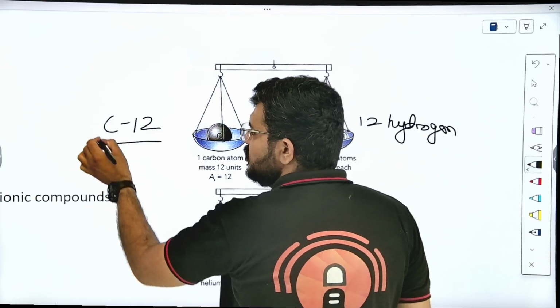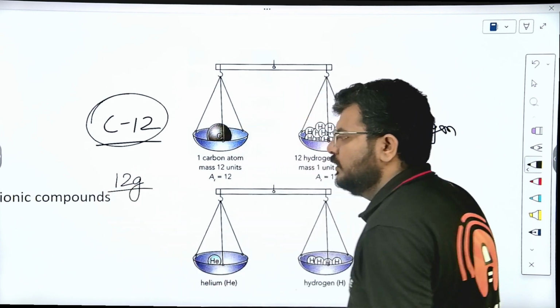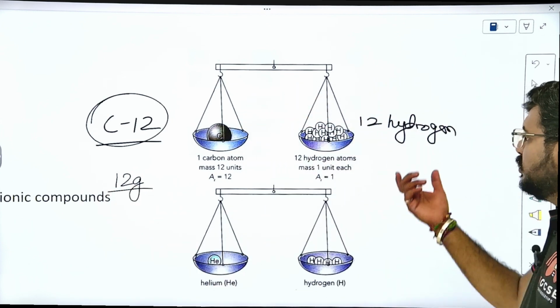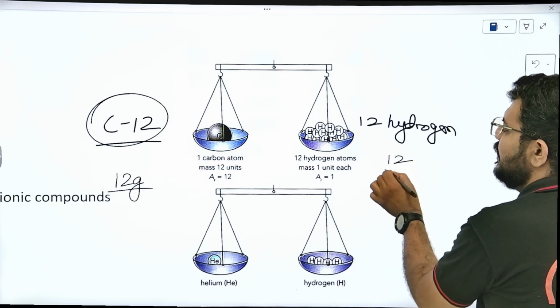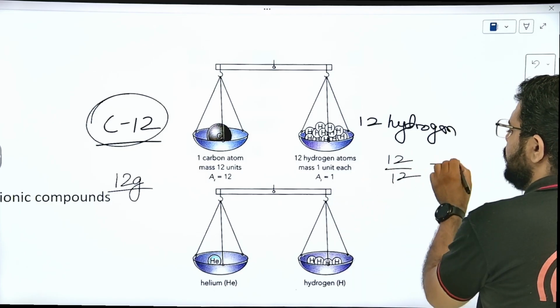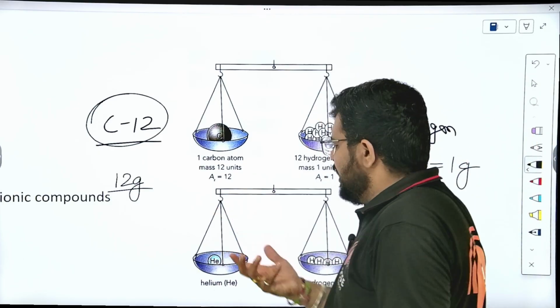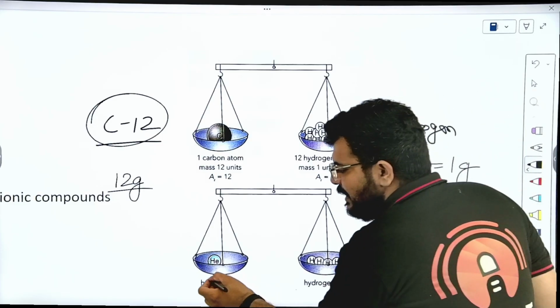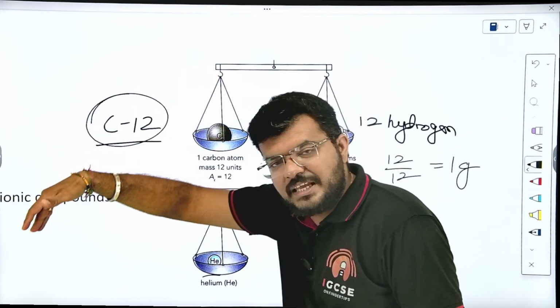What is the mass of this carbon 12? The mass of carbon 12 is 12 gram. Can you establish what is the mass of one hydrogen? The mass of one hydrogen is 12 divided by 12, which is equal to 1 gram. Right? Now, this can be done with anything actually. I can take helium and balance it with hydrogen. I can take hydrogen and balance iron with it.